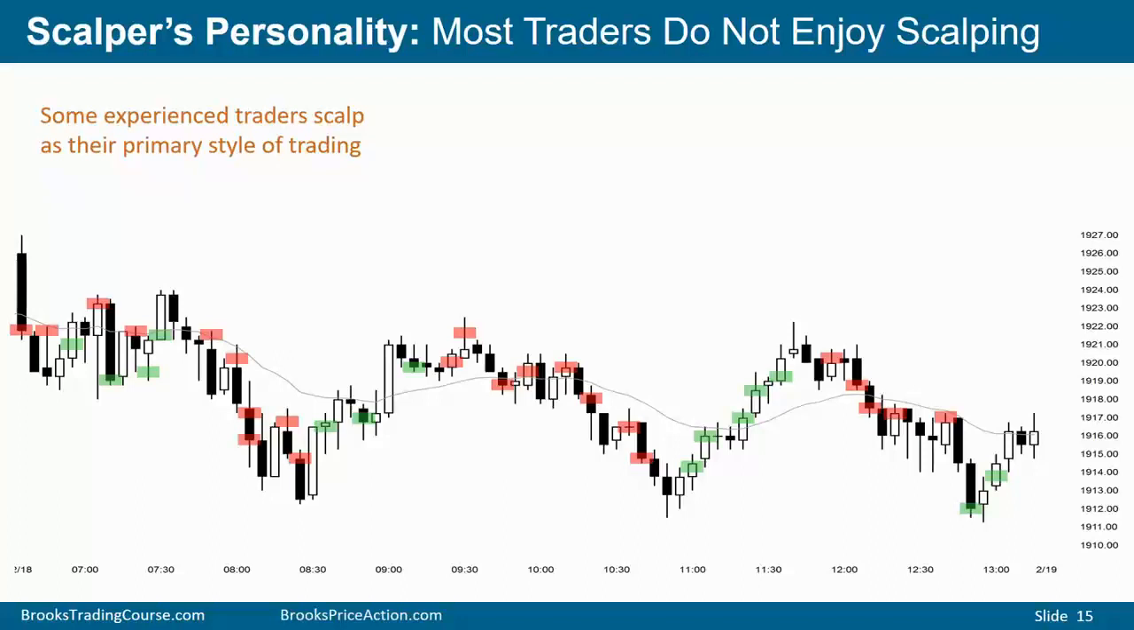There are a few very good traders who scalp as their primary method of trading. Again, it takes a lot of experience to scalp profitably, and it also takes an unusual personality to be able to do it comfortably year after year.